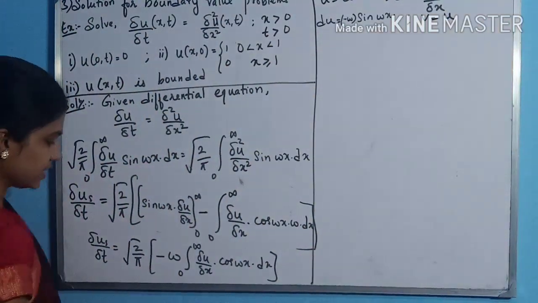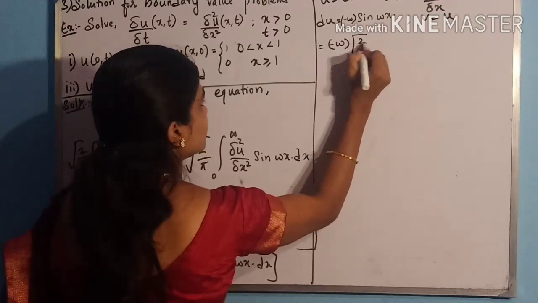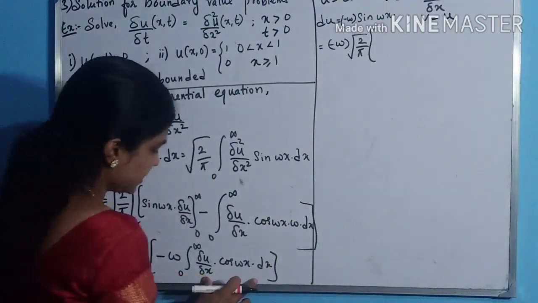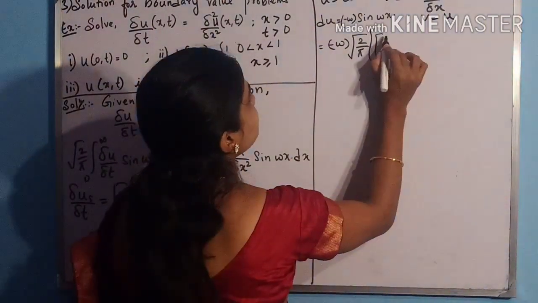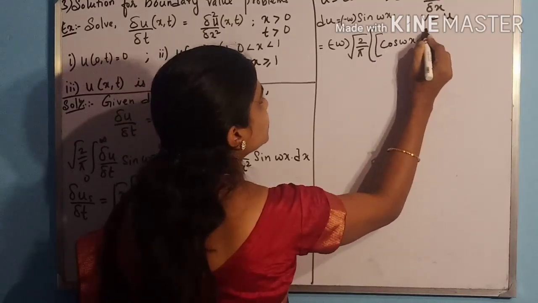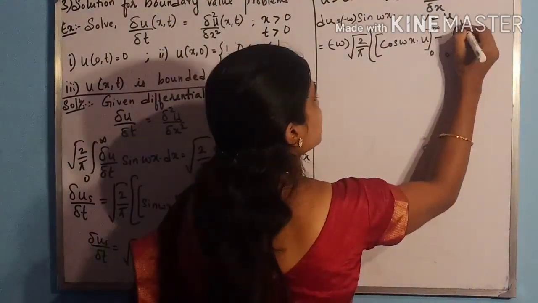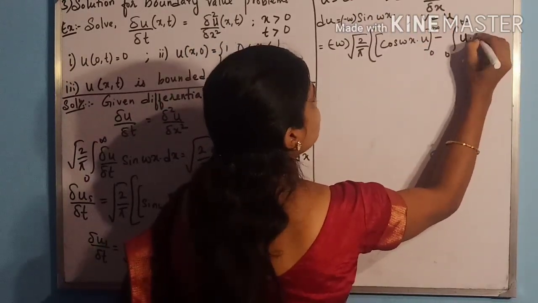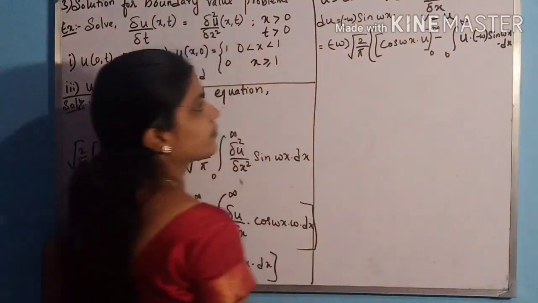Right? So now again I will integrate this. Outside the bracket I have minus omega root 2 by pi. Okay, minus omega root 2 by pi, and this integration I have u into v, that is cos omega x into u from 0 to infinity, minus integration 0 to infinity v into du, that is u into minus omega sin omega x dx.